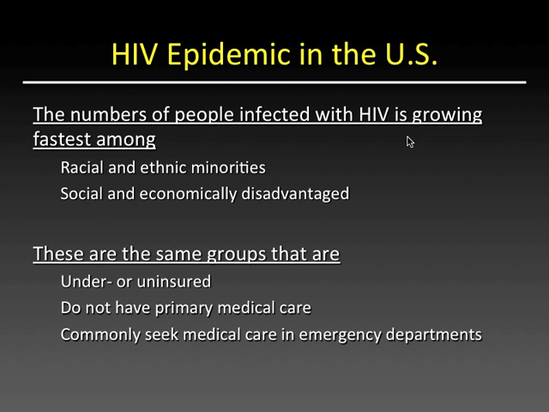This translates to the concepts that I want to talk briefly about and how it interconnects with emergency medicine. The number of people infected with HIV is growing fastest in racial and ethnic minority, socioeconomically disadvantaged patients. These are the same patients who are under or uninsured. Right now we have about 50 million people in the country who fall into that category. They don't have primary medical care, and they present to emergency departments around the country for their medical care. So it's common that these are the types of patients who present to an ED, and they don't seek care anywhere else. And so the emergency department actually provides a unique opportunity to identify these patients.